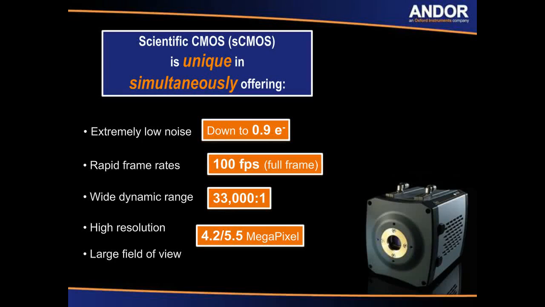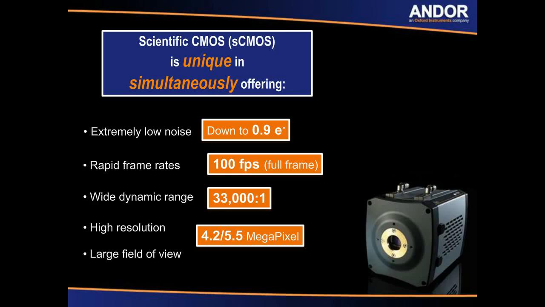And sCMOS detectors are, I suppose, the detector of choice for a lot of applications these days, and especially for light sheet microscopy. What sCMOS cameras have is they're actually unique in simultaneously offering extremely low noise. So their read noise is inherently very low. They have essentially 1 electron read noise, and that's without having to use electron multiplication on the chip, which is what is required in an EMCCD camera to enable very, very low read noise.